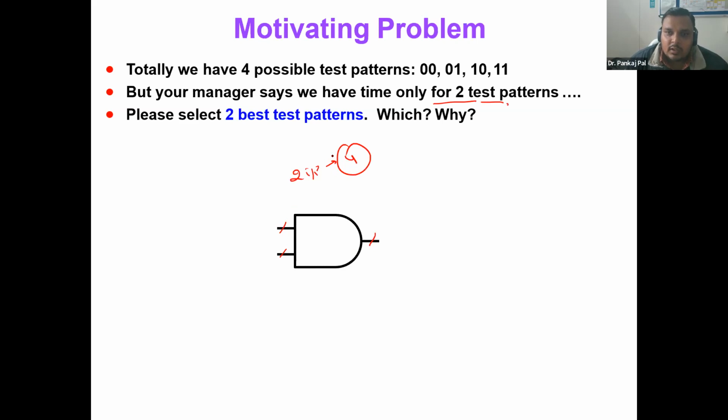You are only permitted to apply two input vectors, two test patterns, so that you are able to get the maximum fault coverage. Okay, so on what basis am I able to find this? Which two inputs do I have to apply? Is it either 00, 01, 10, or 11?